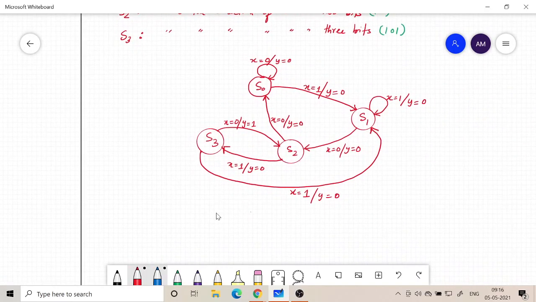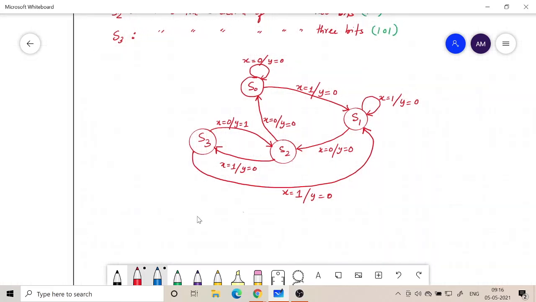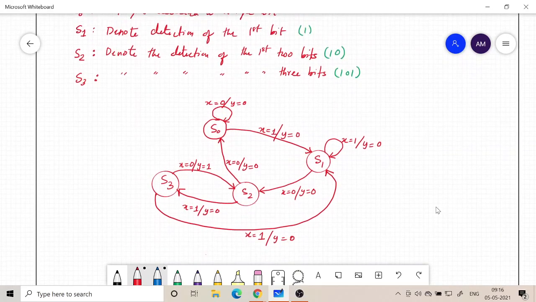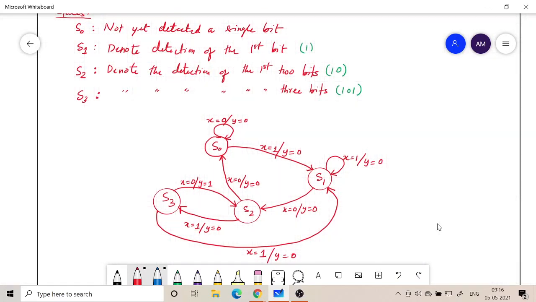So now the next step is from the state diagram. Yes. Can you explain it from S1? Okay, S1 means I have detected the first bit in the required sequence. What is my sequence? The sequence I want to detect is 1 0 1 0.